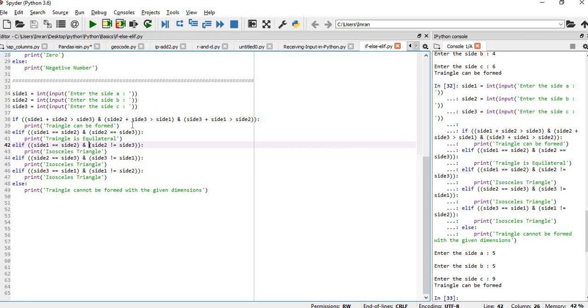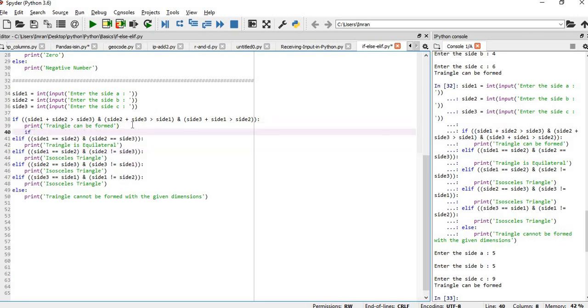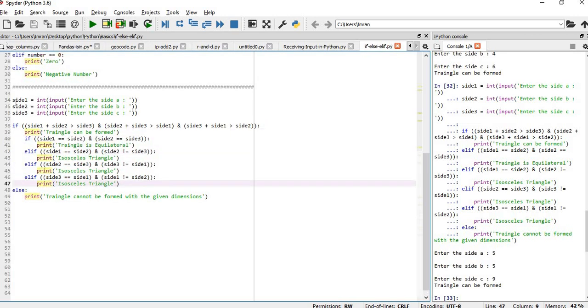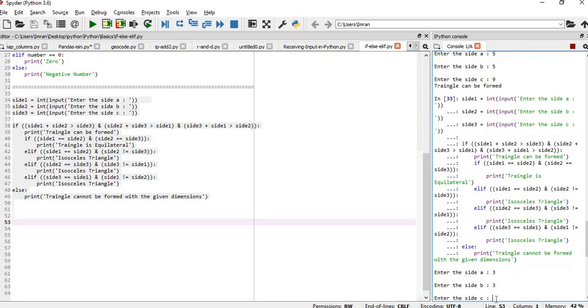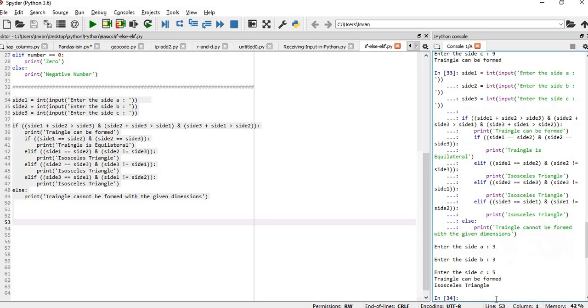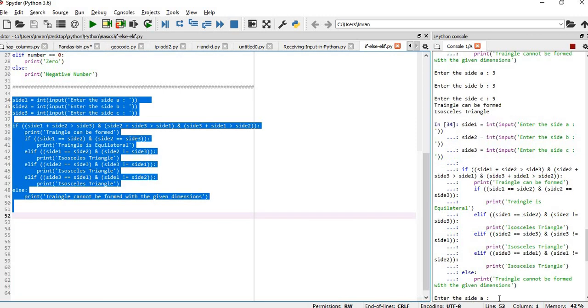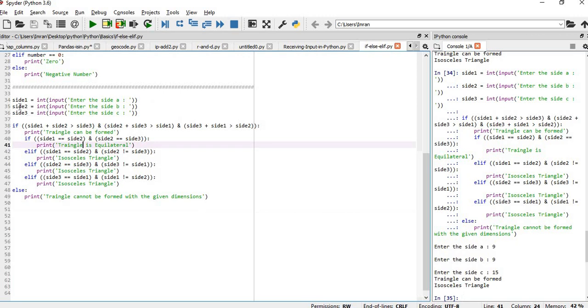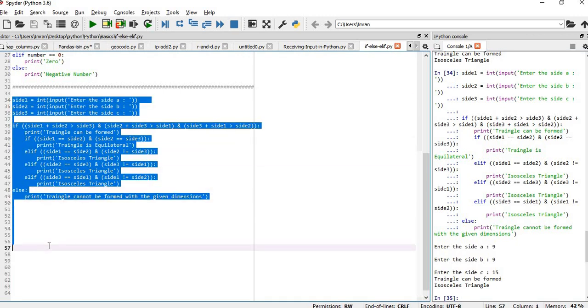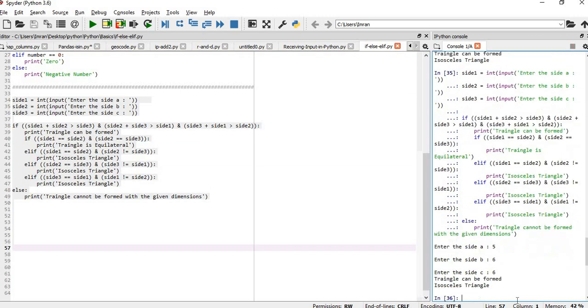So what we'll do, we'll use if, and we'll give, okay, now if we execute this, if we give 3 3 5, it's an isosceles triangle. Again, if we say 9 9, it's an isosceles. But what we'll do now, we'll give 5 6 6. So this is an isosceles triangle, two sides are equal. Now we need to show, like I have already shown, that it is an equilateral triangle.